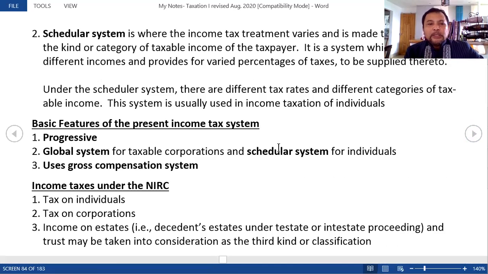Okay, the other system is the schedular system. So under the system, the income tax treatment varies and is made to depend on the kind or category of taxable income of the taxpayer. It is a system which itemizes the different incomes and provides for varied percentages of taxes to be applied thereto. So just like in my example, if like me, for instance, I am earning compensation from companies.